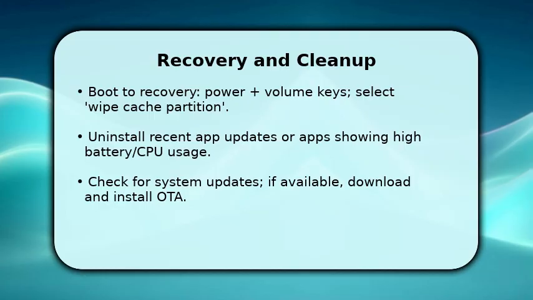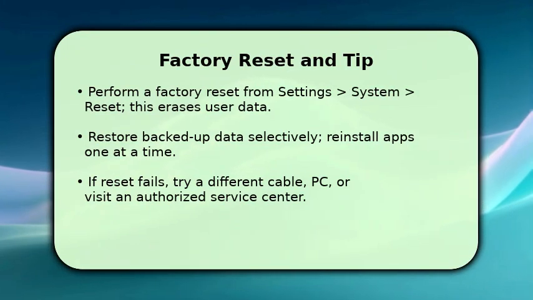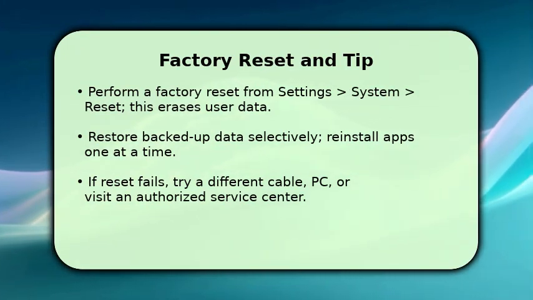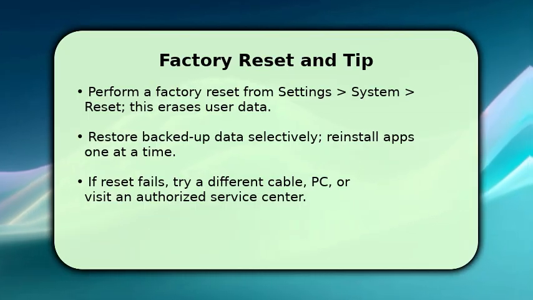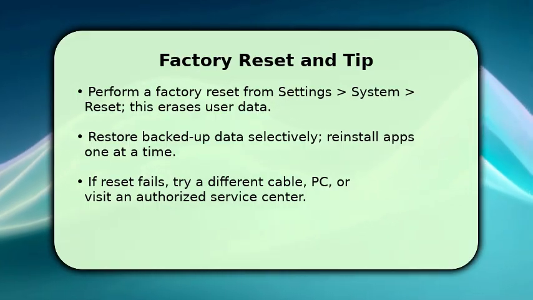When other steps fail, the reliable solution is a factory reset. This is the only way to restore a corrupted system partition without specialized tools. Go to Settings, System, Reset Options, and choose Factory Data Reset. Confirm and let the phone complete the process.